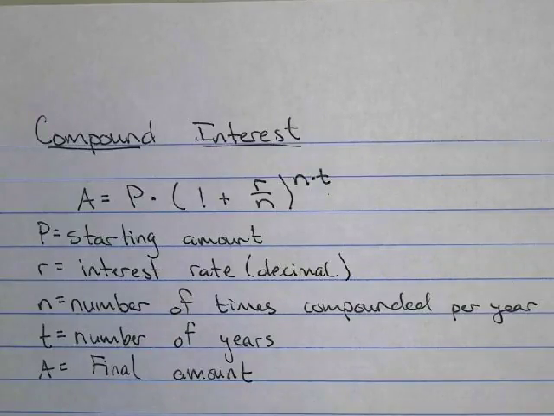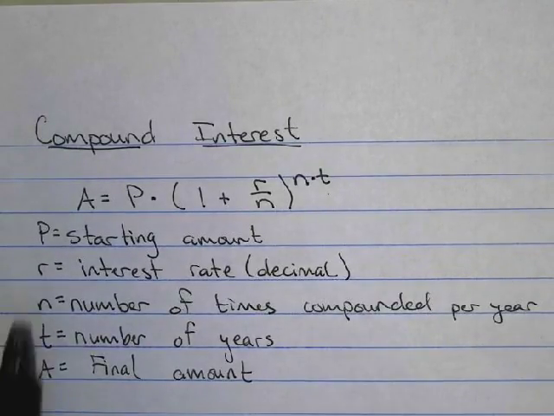In this video, we're going to be looking at compound interest. Compound interest is just the amount of money that you would have in a bank account after you invested some money and let it sit there for a certain amount of time. So the first thing we'll need to do is look at our general formula.